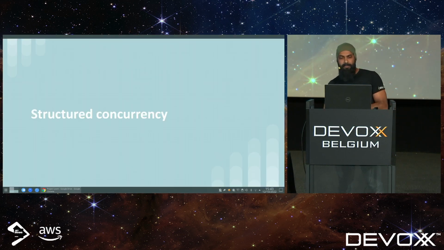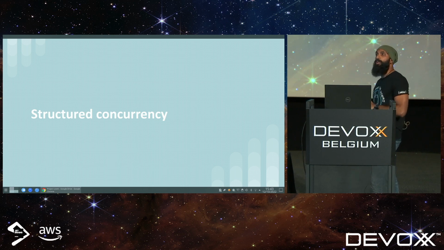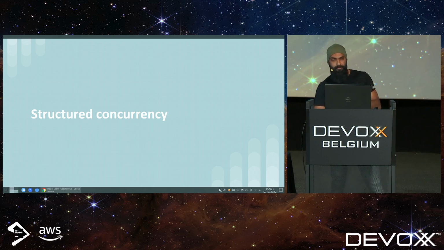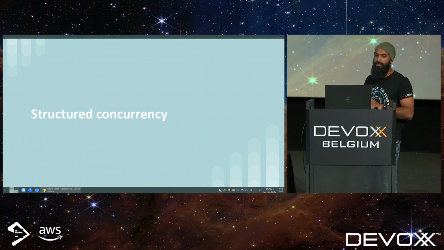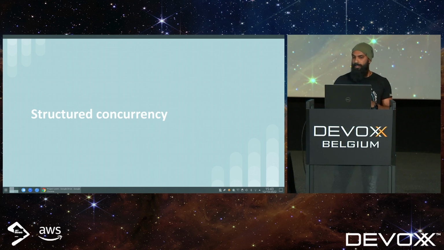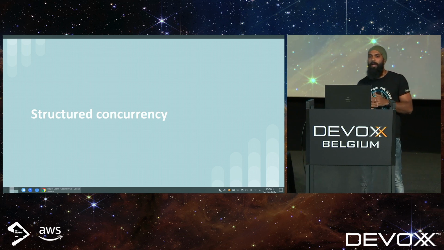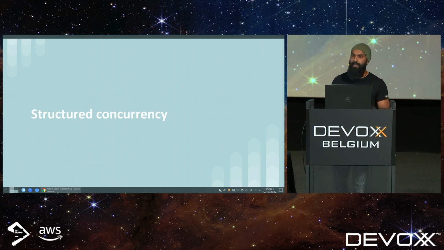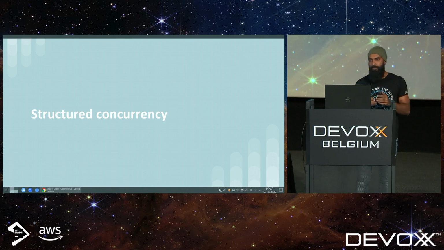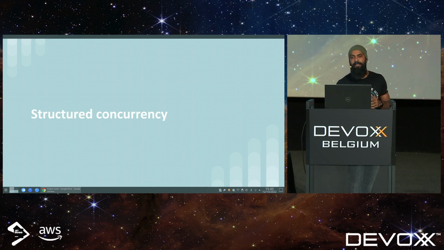So that's all about virtual threads. The next important feature of Project Loom is structured concurrency. Structured concurrency aims to simplify multi-threaded and parallel programming use cases. It treats multiple tasks running in different threads as a single unit of work. It streamlines error handling and manages cancellations, and it improves reliability and observability.